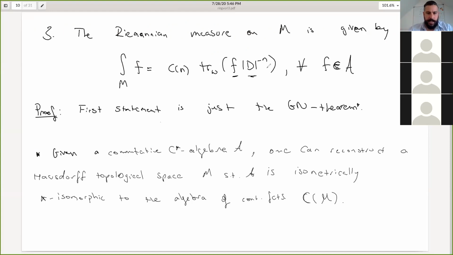So right, as I said, the first statement is just the Gelfand-Naimark theorem. Given a commutative C-star algebra, one can reconstruct the topological space M such that A is isometrically isomorphic to the algebra of continuous functions C(M). And what does that mean? That means you can work on this very abstract commutative C-star algebra, right, and do your calculations there and so on. But then at the end of the day, you can map them to a topological space, which is also Hausdorff, and they're all isometrically isomorphic to the algebra of continuous functions.